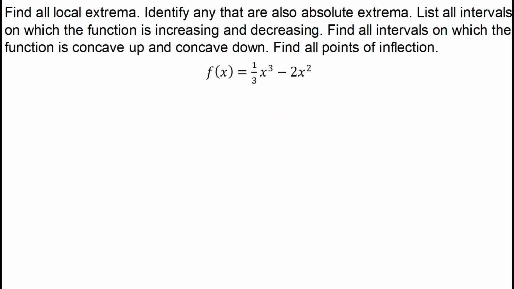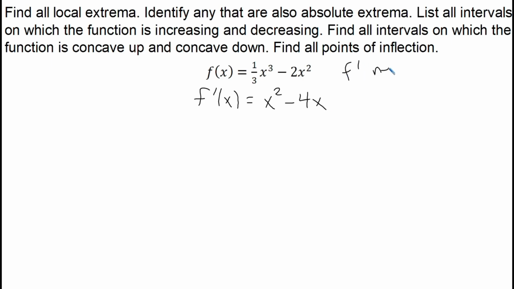Our next one here, we're just going to follow the exact same process. Same question, except different function. So we'll take our derivative. The derivative of 1/3 x cubed is just x squared, and the derivative of minus 2x squared is minus 4x. We'll again note that there's no domain restrictions on the original function.